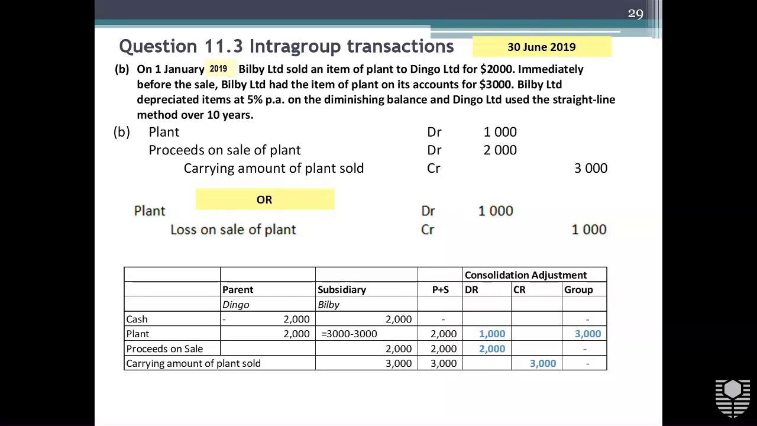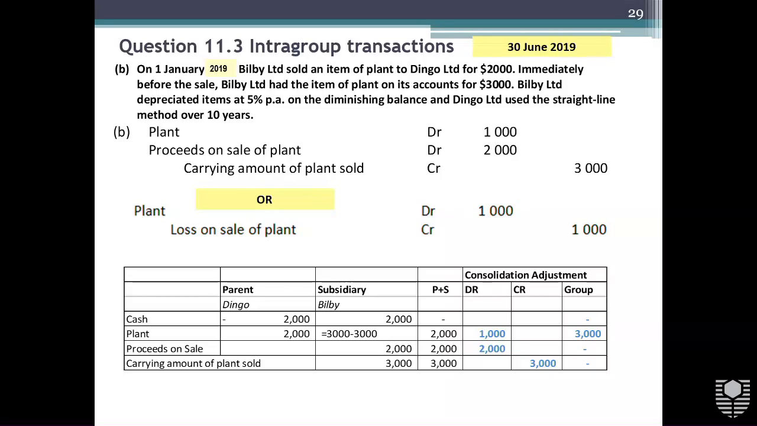Okay, so here we've got to bring back our plant, so it should be in our books at 3,000. It's no longer in the books of Bilby. They've sold it to Dingo. It's in Dingo's books at 2, but it should be in our books at 3. So we're going to have to increase the value of our plant by 1,000. We're going to have to remove the proceeds on sale of that plant, debit the 2,000 and credit the carrying amount of plant sold. All right, so that's one journal entry that you could do.